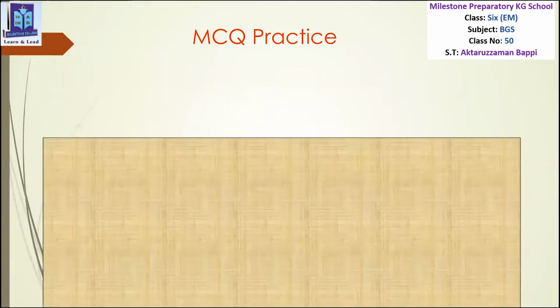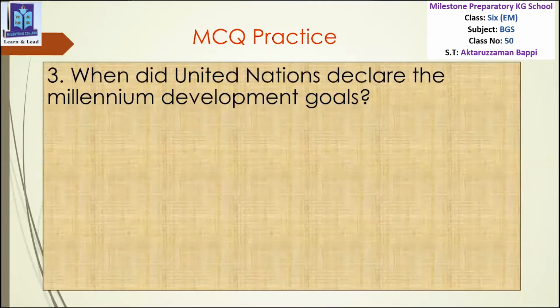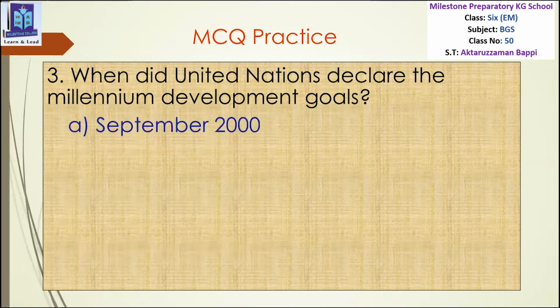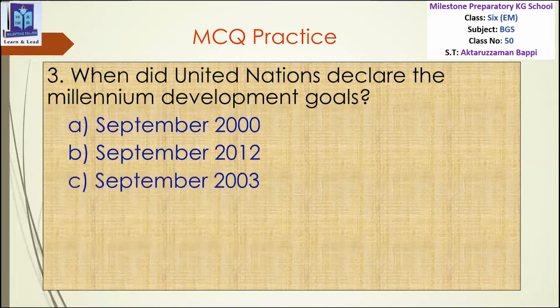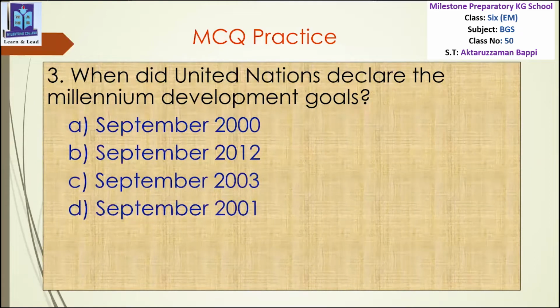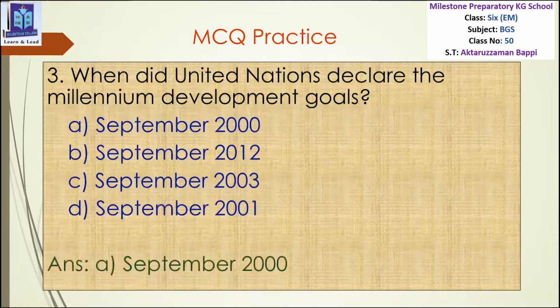Okay, dear students, now question number 3. When did the United Nations declare the Millennium Development Goals? September 2000, September 2012, September 2003, and September 2001. Let's see which one will be the answer. Very good. Your answer is correct. Answer A, September 2000. Absolutely correct.